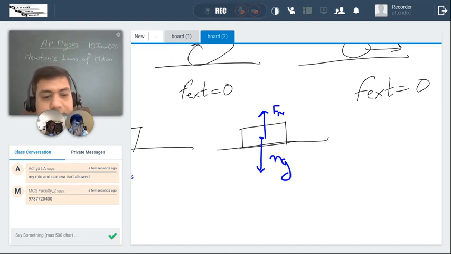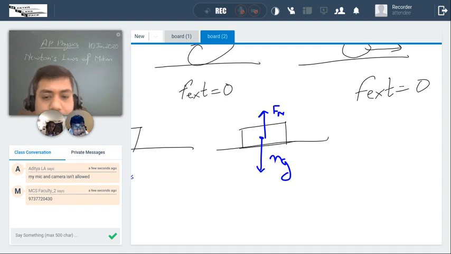Okay, so now I tell you, you both are wrong. Now I tell you the reason. That's why I wanted to start everything from zero. The reason is because the basic concept clarity is not there.